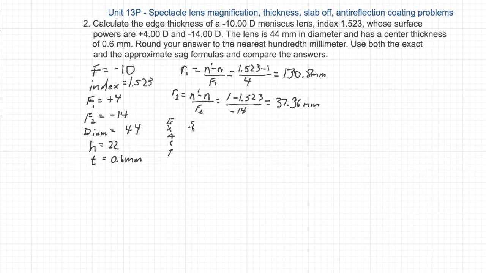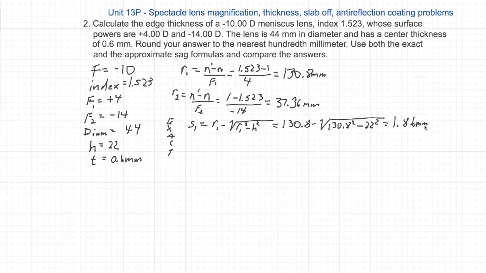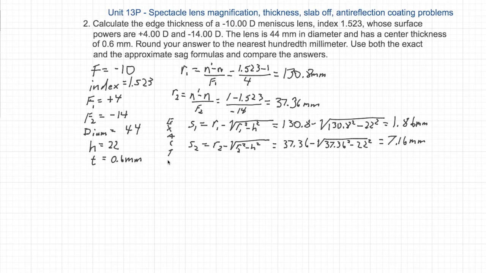Now we'll figure out the exact sag. The formula is S1 equals R1 minus the square root of R1 squared minus H squared. Plug in our numbers. And we find the sag equals 1.86 millimeters. Now we'll find the sag of the second surface. Plug in our numbers. And we get the second sag is 7.16 millimeters.